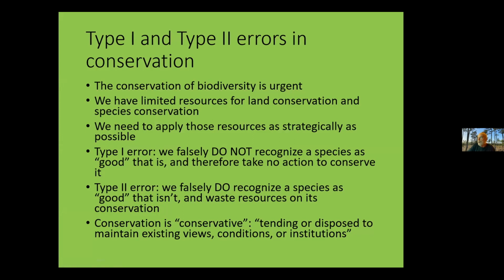Type 1 and type 2 errors in conservation. The conservation of biodiversity is urgent. We have limited resources for land conservation and species conservation. We need to apply those resources as strategically as possible. We don't want to make either kind of error: a type 1 error where we falsely do not recognize a species as good that is, and therefore take no action to conserve it, nor do we want to make type 2 errors where we falsely do recognize a species as good that isn't and waste resources on its conservation. Neither of those are good outcomes for biodiversity and for our efforts to conserve it.